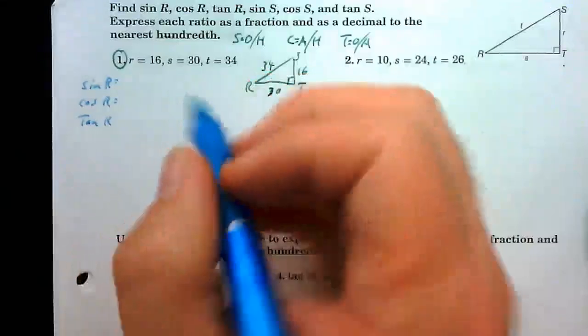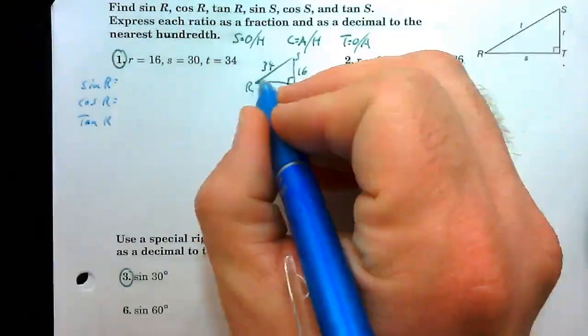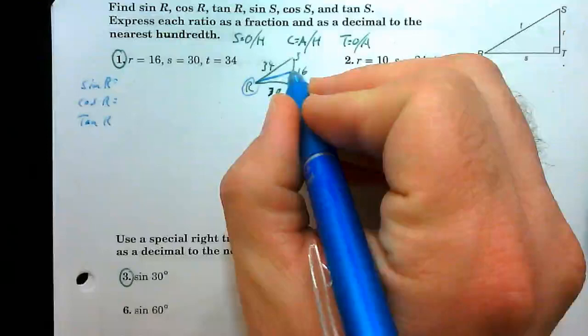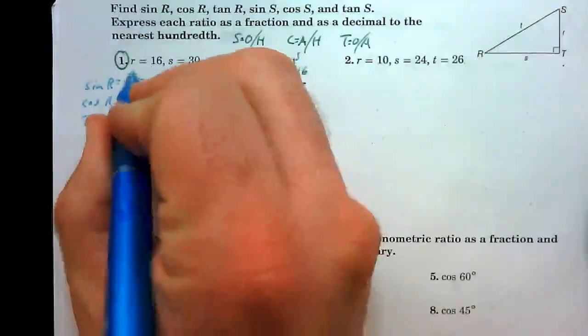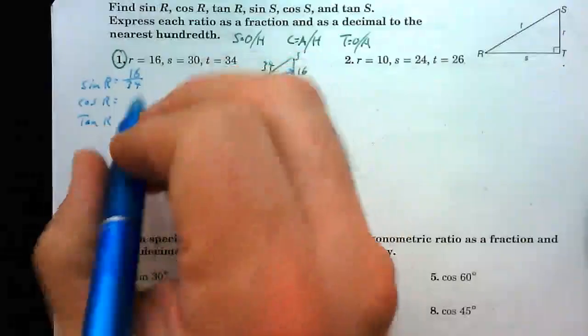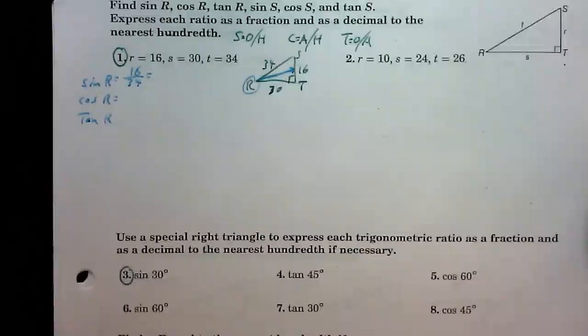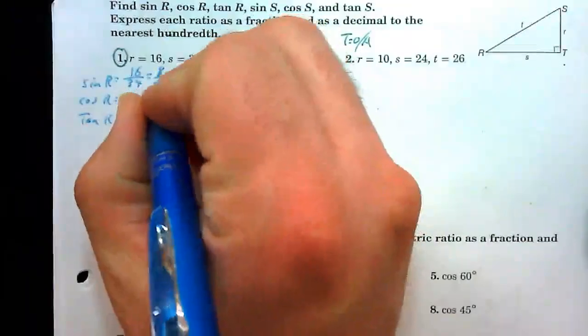So sine of r, sine is opposite over hypotenuse, so here's r. So based on r, 16 is the one that's across from r. This would be the opposite. So we have 16 over the hypotenuse of 34. That could be reduced. 16 and 34, let's see. I think the smallest you can reduce that to is 8 over 17.